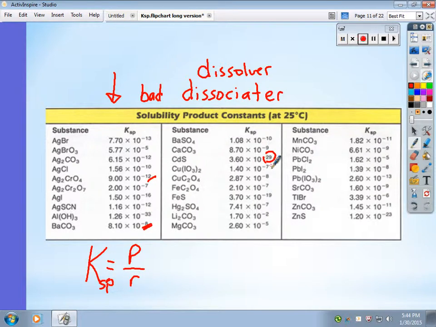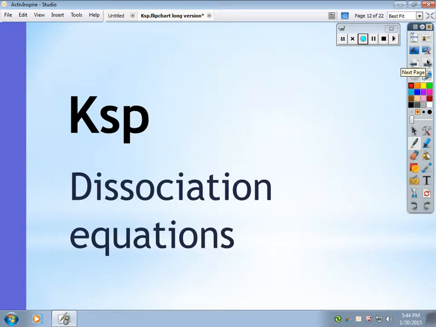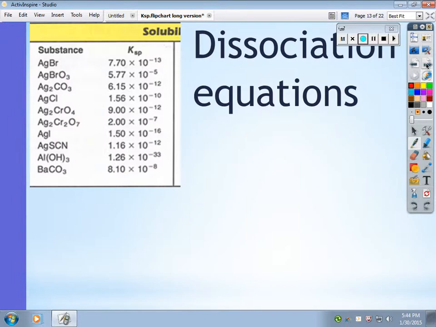That means that this is a poor dissolver. This is worse, right? And this is super bad at dissolving or dissociating. Okay, so that's what those mean. If you're on the Ksp chart, that means that I have a hard time dissolving or dissociating. So, again, we need to know how to do dissociation equations.